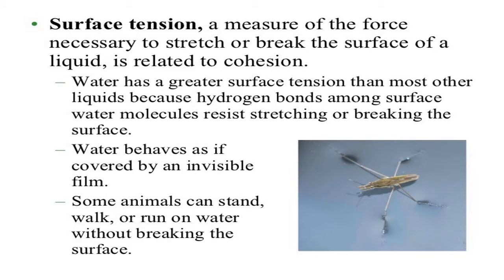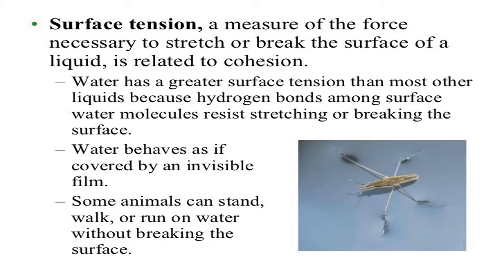Surface tension, a measure of the force necessary to stretch or break the surface of a liquid, is related to cohesion. Water has a greater surface tension than most other liquids because hydrogen bonds among surface water molecules resist stretching or breaking the surface. Water behaves as if covered by an invisible film.